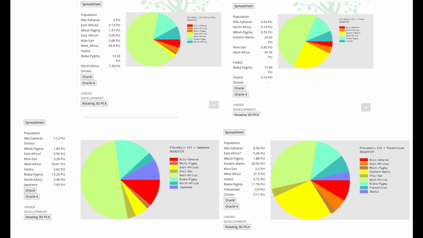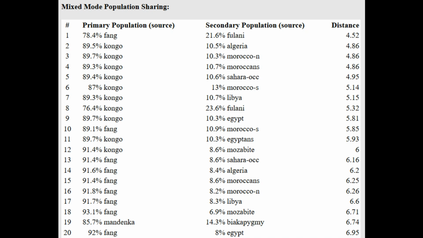that is a flaw. If you click on the oracle and look at the mixed mode population sharings, which would be based on a primary and a secondary population source, you'll see that the admixture that they'll give you will tend to be North African, especially if you're only using the Africa only oracle. So that's another way where you can see the inaccuracy.